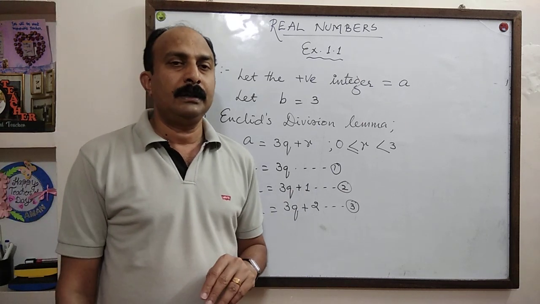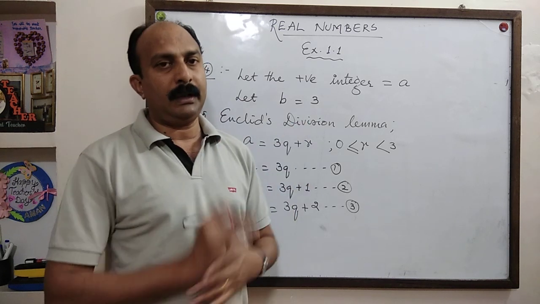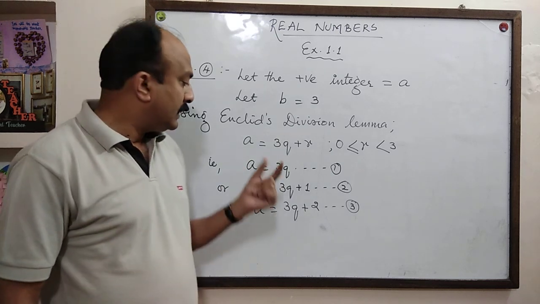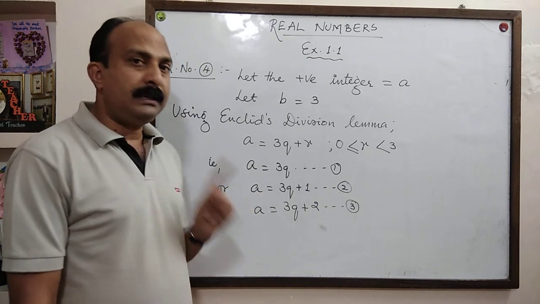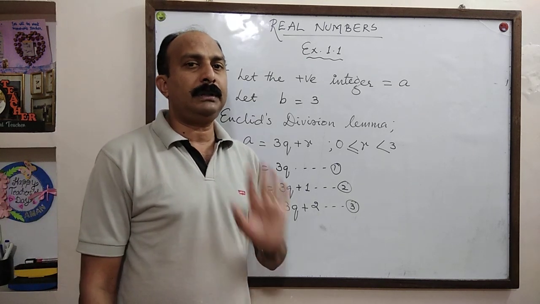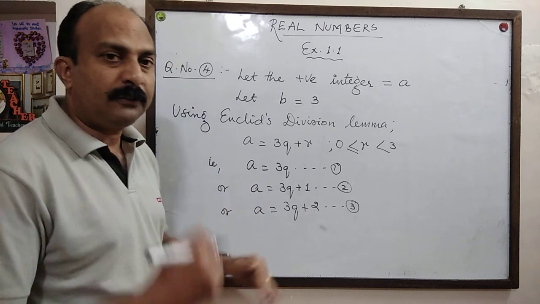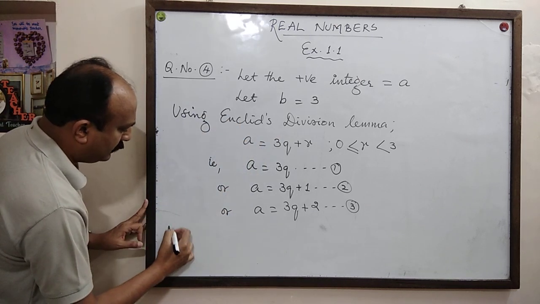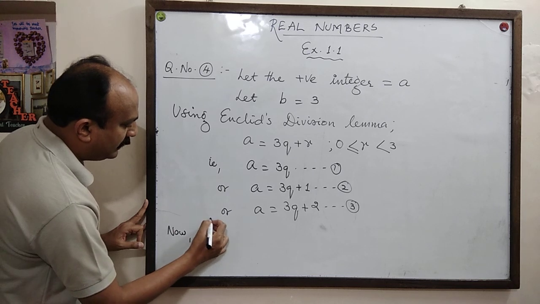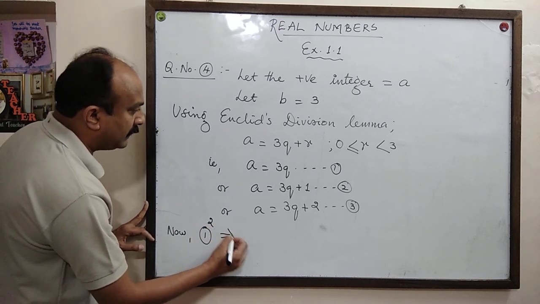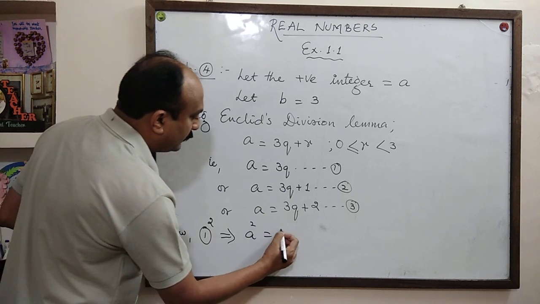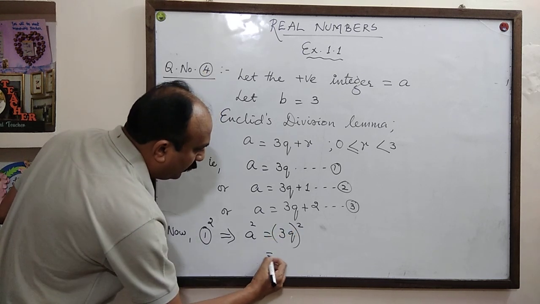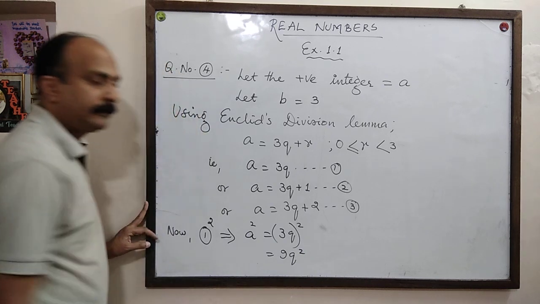Now here the question is, we have to express the square of a. In the previous question it was only a. Now in this question we are asked to prove the square of a is in the form of 3m or 3m plus 1. So now we have to find the square of each of these equations. So now I am taking the first equation. Squaring equation 1 we get a square is equal to 3q the whole square. 3q the whole square is 9q square.